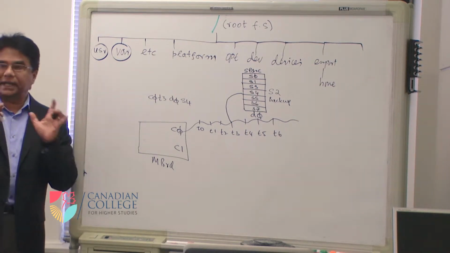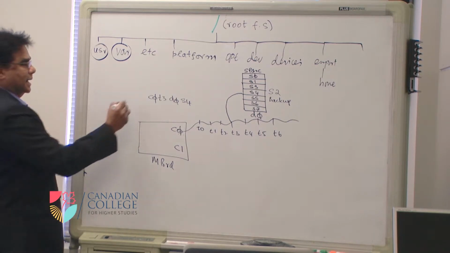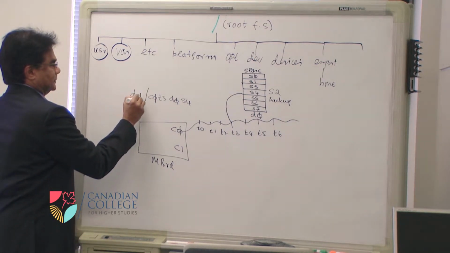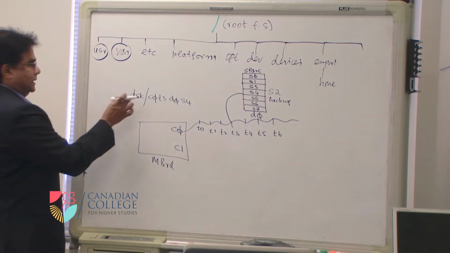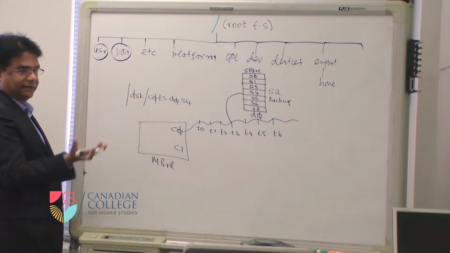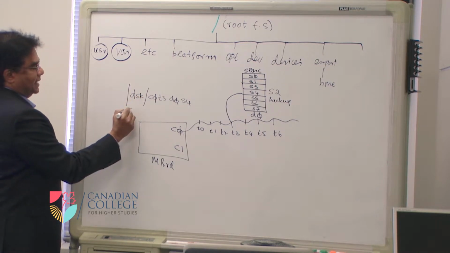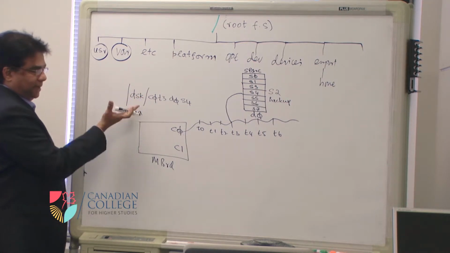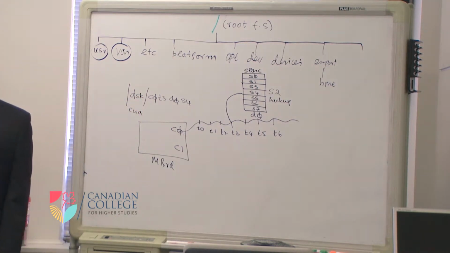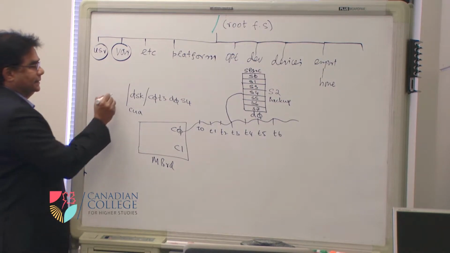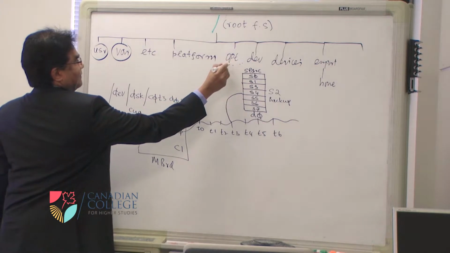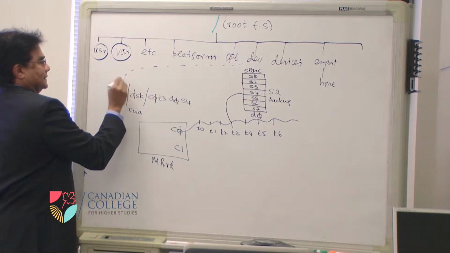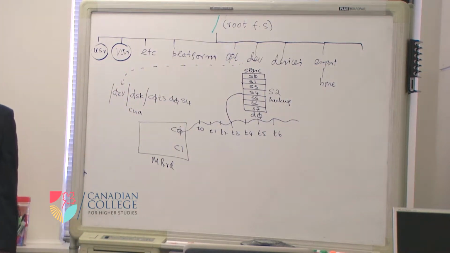All the logical names for disks are organized under DSK. DSK means disks, okay? And all the other devices, disks, maybe there is a tape drive, maybe there are serial ports and other ports, all of them are organized under a directory called dev. So this is the directory where they are organized. All the logical devices are there, right?